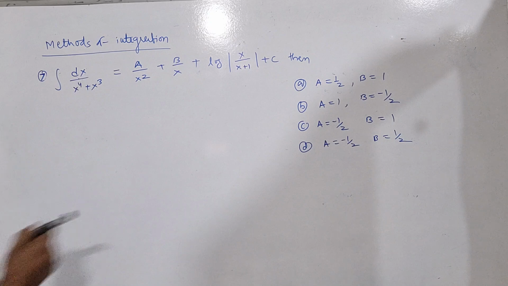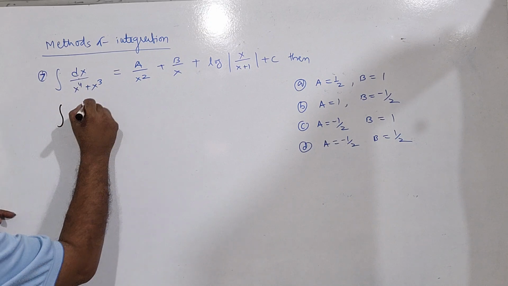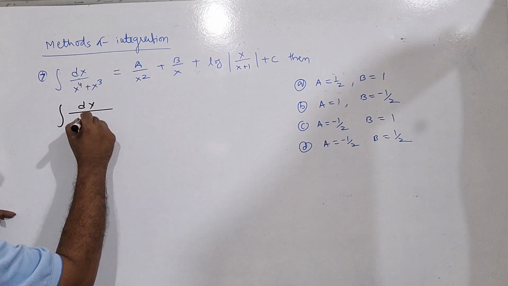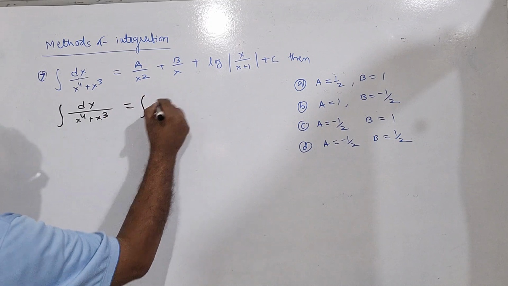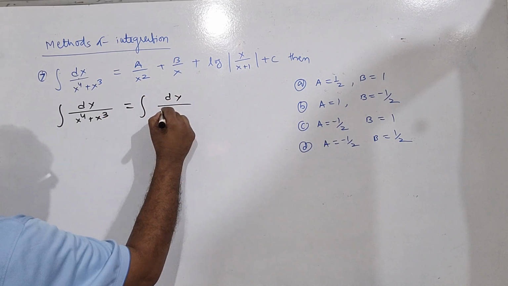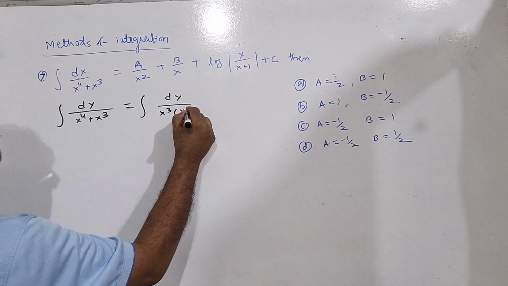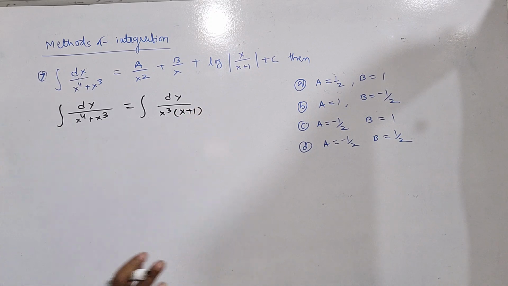First of all, this is dx upon x to the power 4 plus x cube. Now how to do that? What kind of transformation required over here? That is the question. First of all, I can see that I can take common x cube, that is x plus 1. This is the first one.